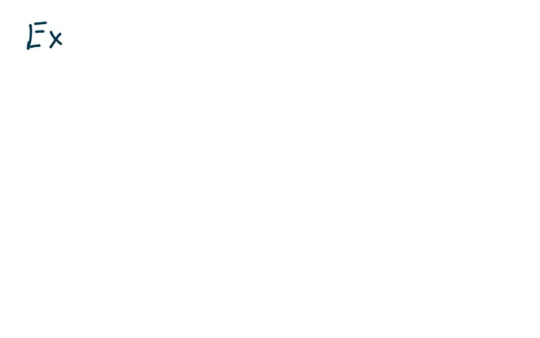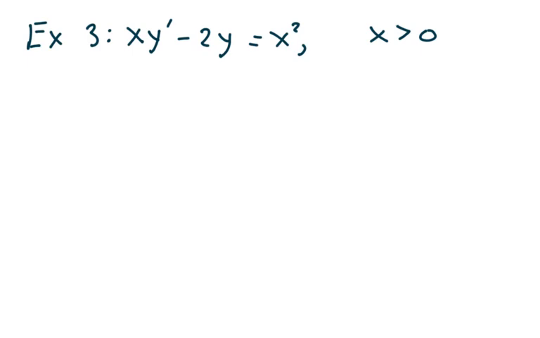Example 3. Suppose I had the following: xy prime minus 2y equals x squared. In this example, they impose a condition that x is positive, which we want, and you'll see why in a second. So I need to divide both sides by x. So I get y prime minus 2 over xy is equal to x squared divided by x.